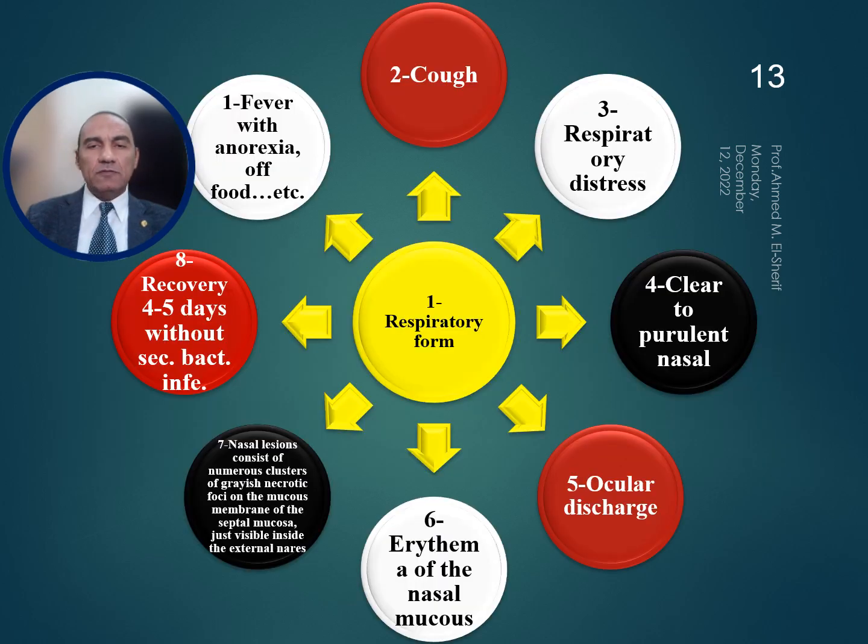There are 8 forms of clinical signs. The first one is the respiratory form. It is characterized by fever with anorexia, recumbency, then coughing, respiratory distress. There are clear to purulent nasal discharges according to secondary bacterial infection, and then ocular discharge will be reported.